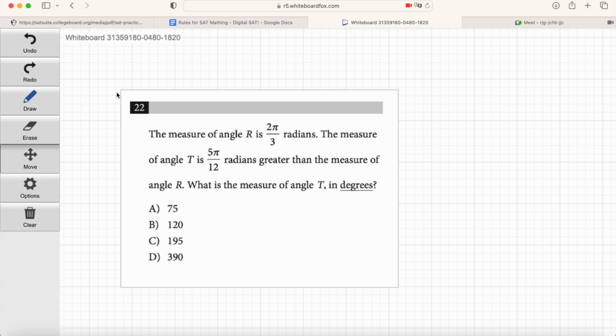If you're watching this recording and you know what radians are, then great, you might know how to solve this. Most of the students I work with at SAT tutoring just aren't familiar with radians, or they don't know what it means. So let's take some time to understand what radians mean. Once you understand, this is not too difficult a question.